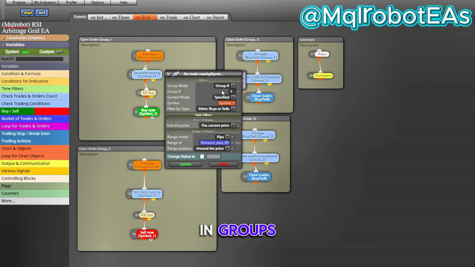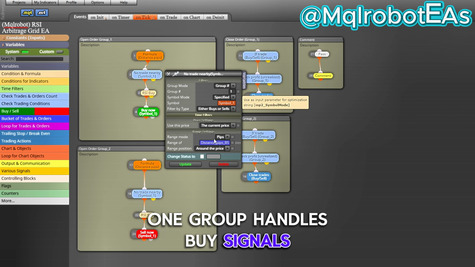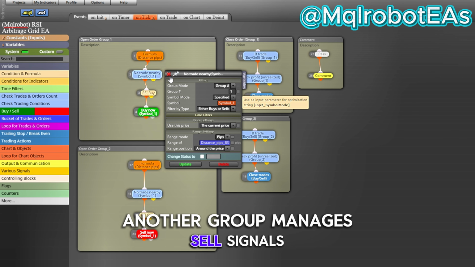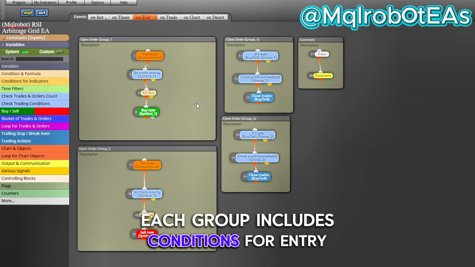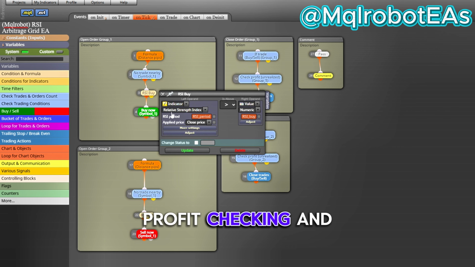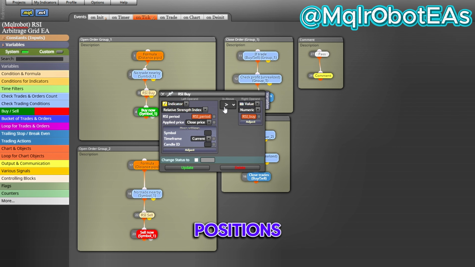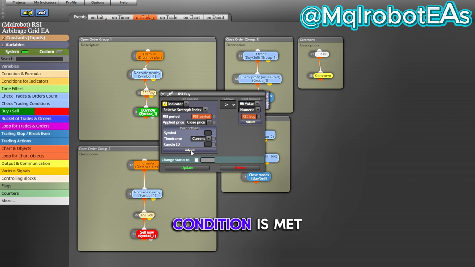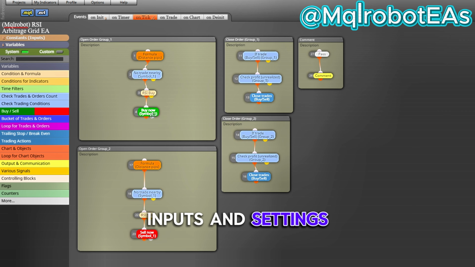The EA works in groups. One group handles buy signals, another group manages sell signals. Each group includes conditions for entry, profit checking, and automatic closing of positions when the profit target or grid condition is met.